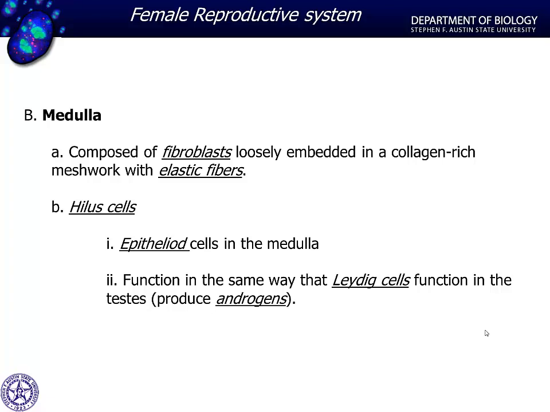But we're also going to have cells in the medulla that are called hilus cells. We're not going to identify them histologically, but understand that these epithelial types of cells in the medulla are going to function in a very similar way to what we will see in the male reproductive system. We have cells that are called the interstitial cells of Leydig in the testes, and they produce androgens. That's also going to be the case for these hilus cells present in the medulla of the ovary.